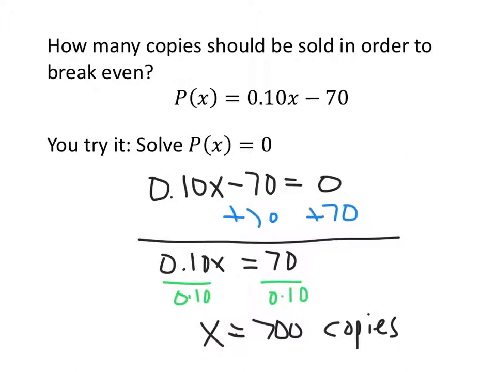How many dimes do you need to make $70? 700. So if x equals 700 copies, that means the college newspaper needs to sell exactly 700 copies of the newspaper in order to break even. Any amount of papers over 700, now the newspaper's making a profit.